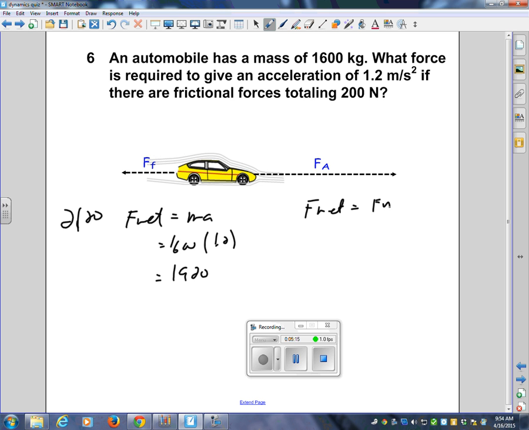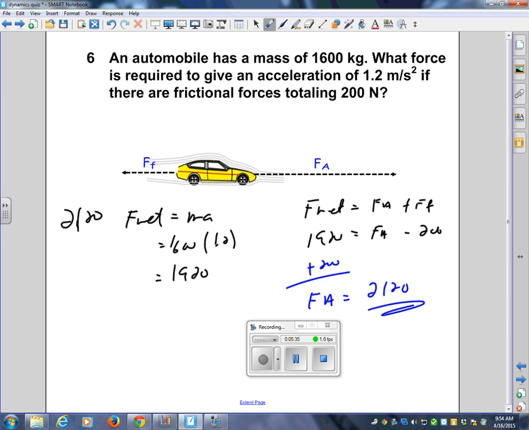F net is equal to FA plus FF. 1920. What's the applied force? That's what we're solving for. Friction is minus 200. Now, as Kieran correctly said, you have to add 200. So your applied force is 2120.